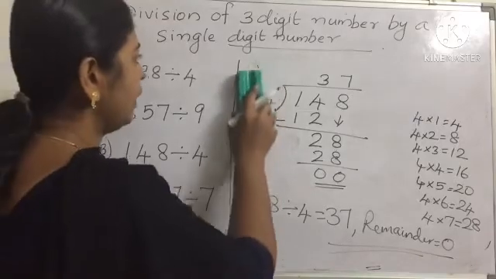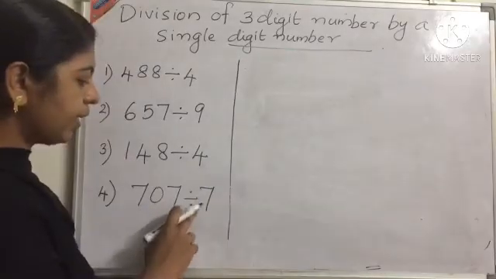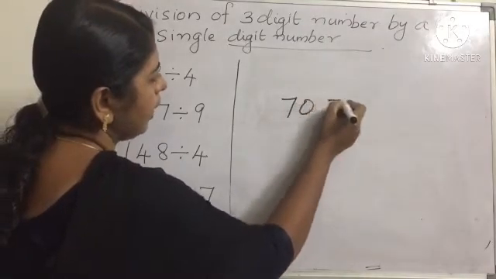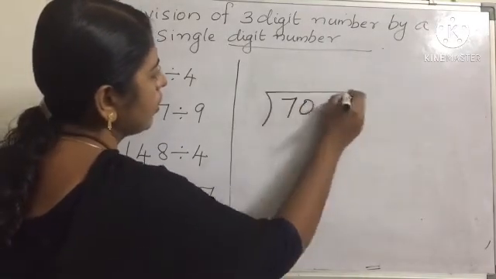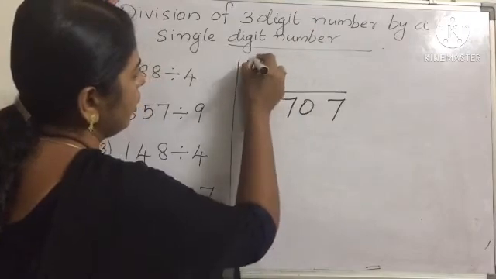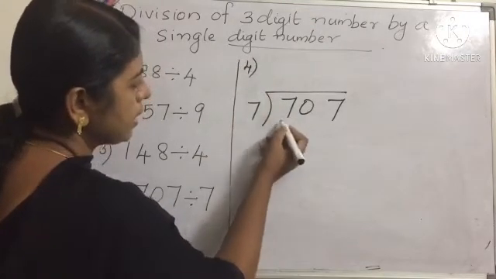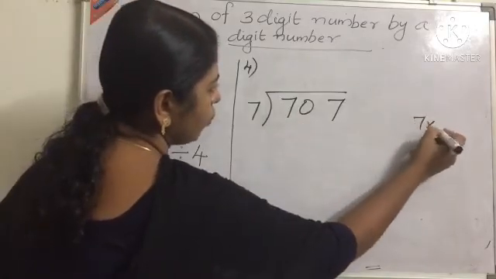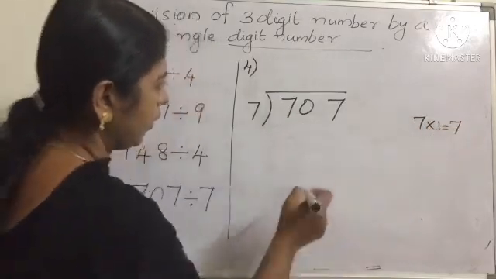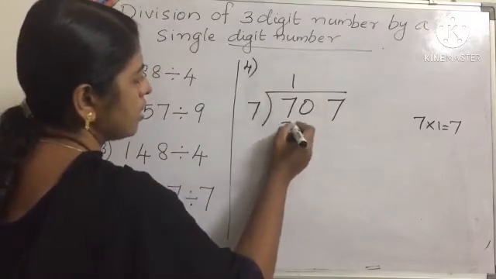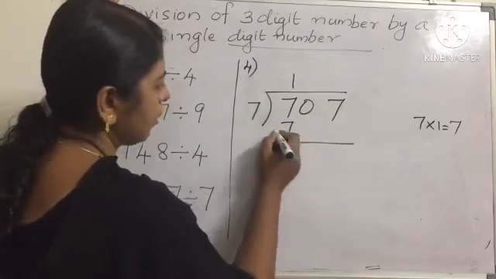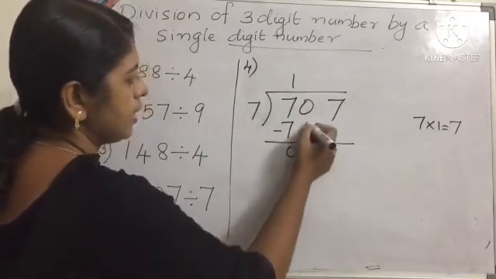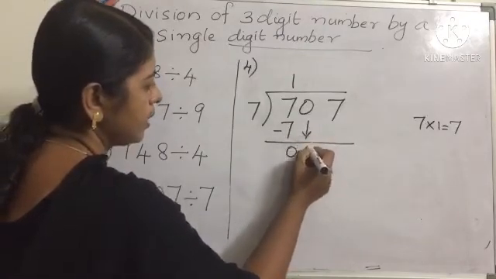Then the fourth question, 707 divided by 7. Okay, 707 divided by 7. Here 7 is divisible by 7, both are equal. So 7 into 1 equal to 7. Okay, here 1, 7. The next step is subtraction. 7 minus 7 is 0. Then what is the next step? We want to write the next digit down.